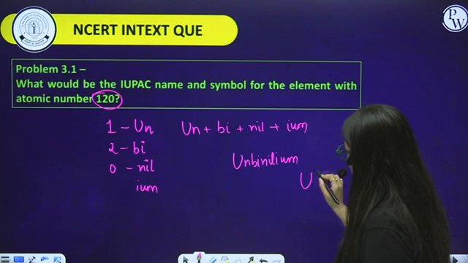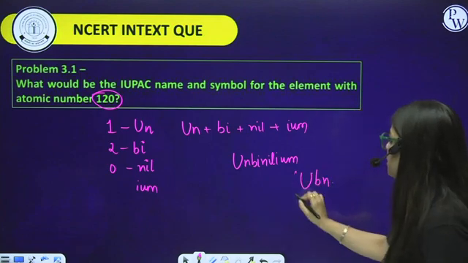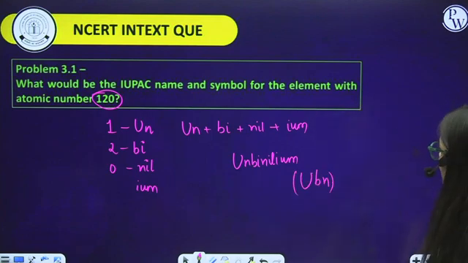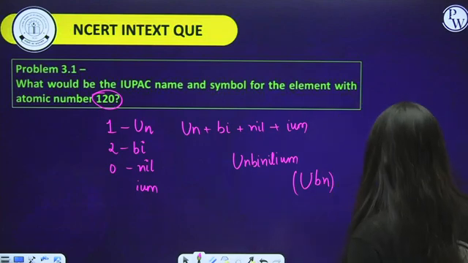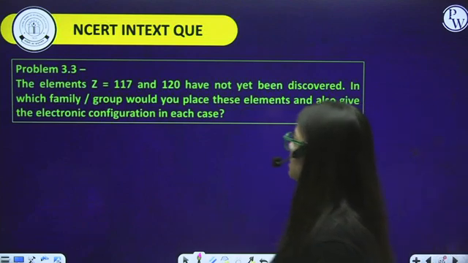What will be the symbol? Ubn. Ubn. Easy, easy. Okay, shall we move on to the next question? Everybody has written this? Very good. Now comes the next question.